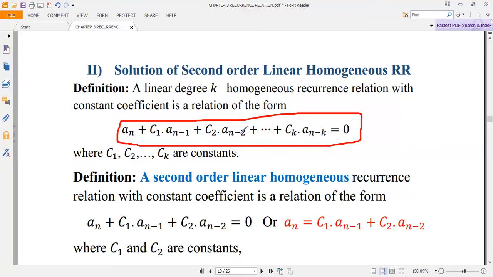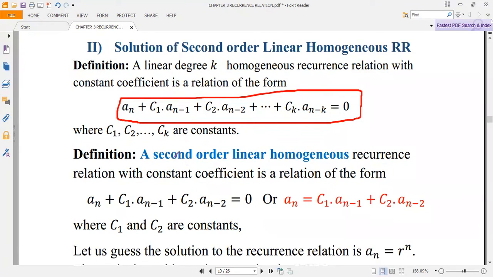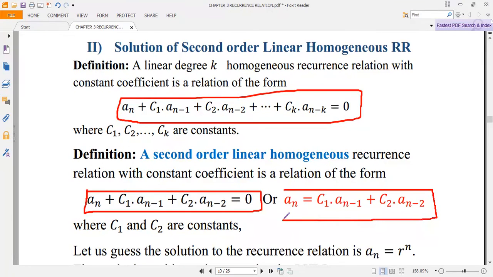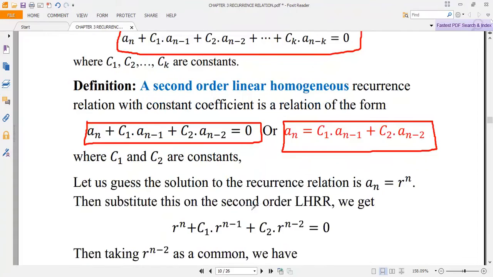Now, based on this definition, a second order homogeneous linear recurrence relation is represented by this one. Or you can write it in such a way, where this expression is the definition expression of recurrence relation. As we have defined before in the last sections, a recurrence relation is an expression of the nth term of a sequence in terms of one or more previous terms. So we can express a second order linear recurrence relation with constant coefficient either this way or this way, where C1 and C2 are constants.